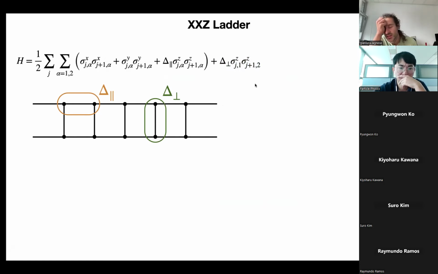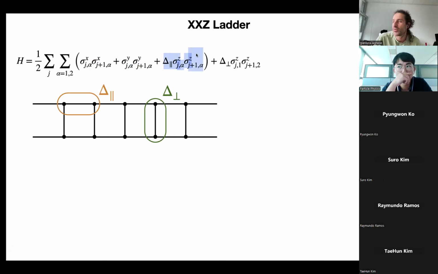What is interesting is that this model has 2 features. One is that it's not possible anymore, even when delta, this coupling, is 0, to solve this model by free fermion mapping. If you map this to fermions, the Hamiltonian is not quadratic anymore in the fermions. So you cannot solve it by Fourier transform and doing a Bogoliubov rotation, because you will get these interaction terms. So you have 4 times the fermionic field.